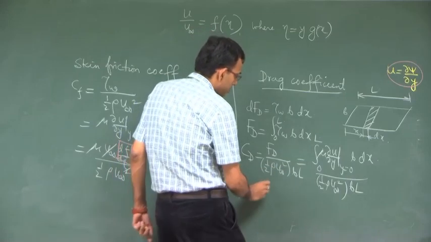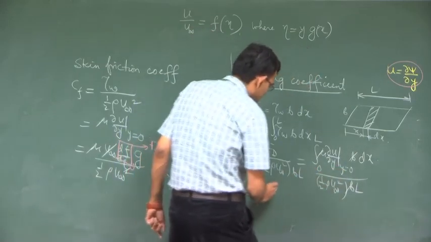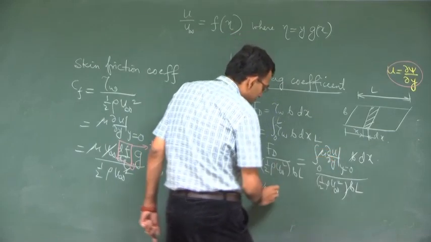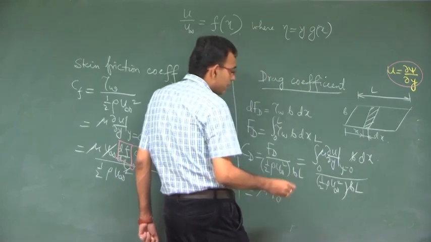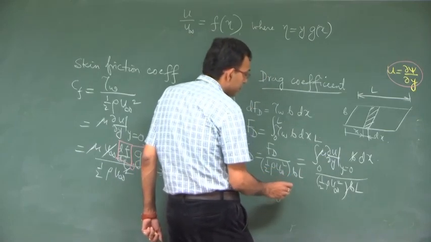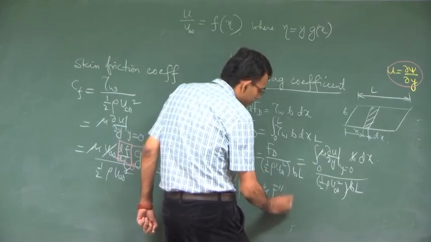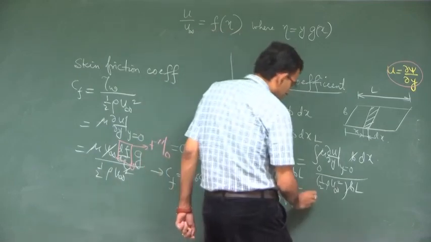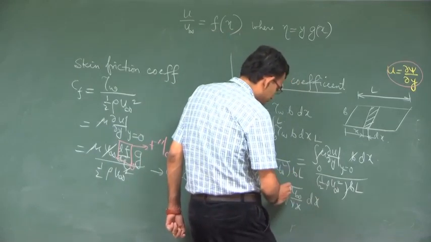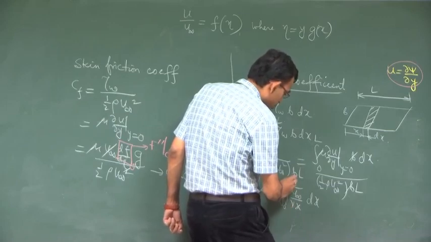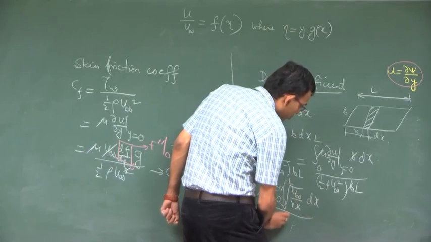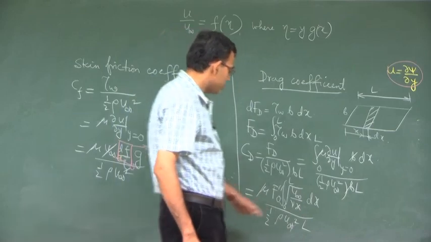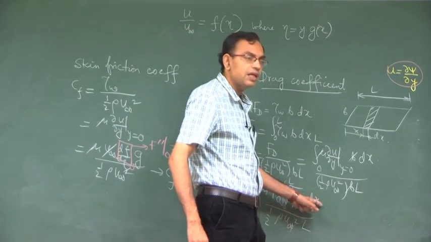So, this b gets cancelled, then mu, this is d small f d eta means f double dash 0 again into del eta del y is gx, gx is square root of u infinity by nu x, right, into dx, integral of this 0 to L by half rho u infinity square L. So, this will be x to the power minus half dx.